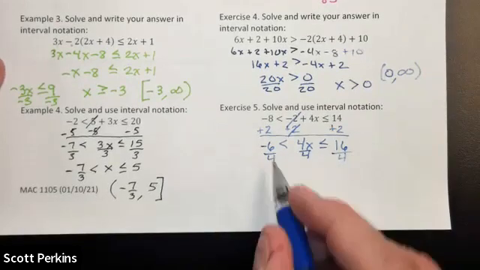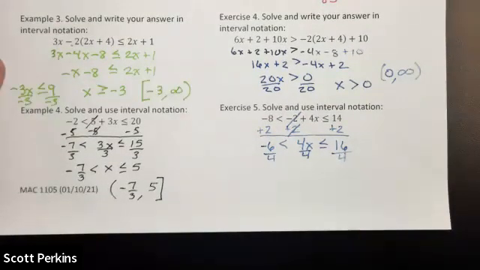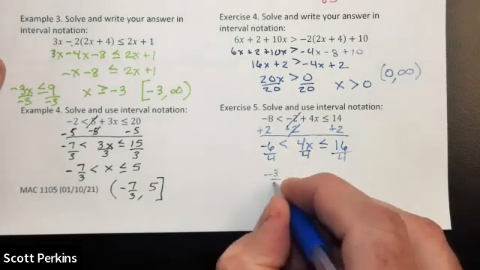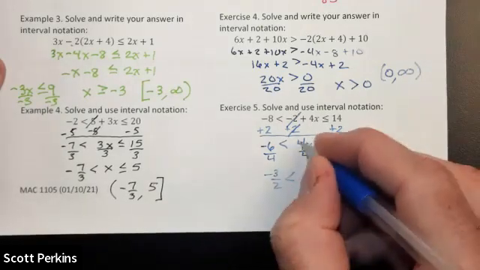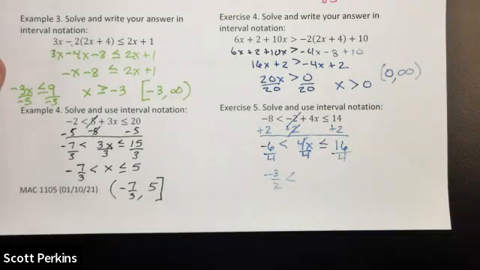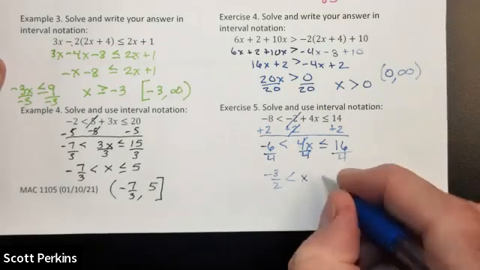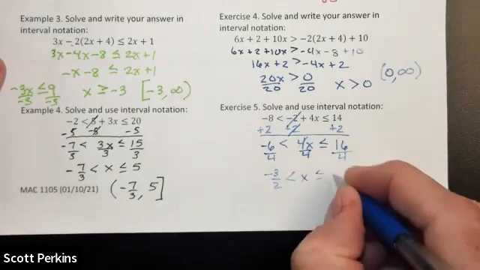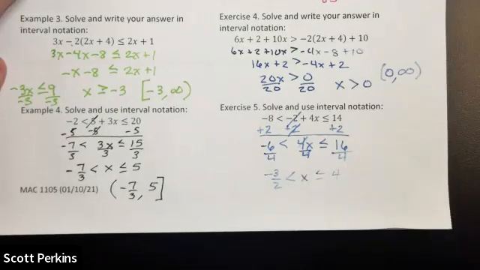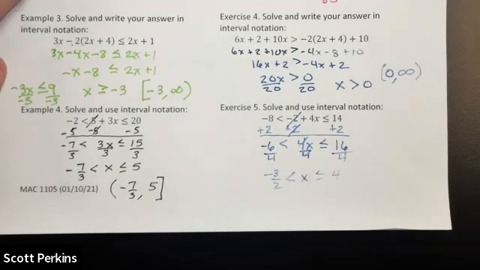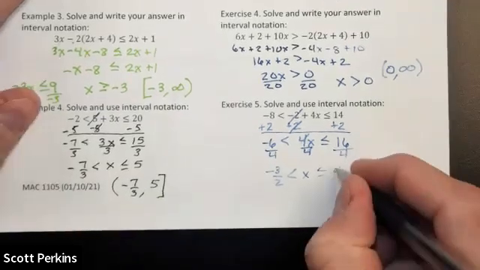So my interval looks like this. On the left, -6/4 reduces to -3/2. In the middle, the 4's cancel. I'm left with x. And then 16 divided by 4 is 4. All my pens seem to be just tragically dying on me here.